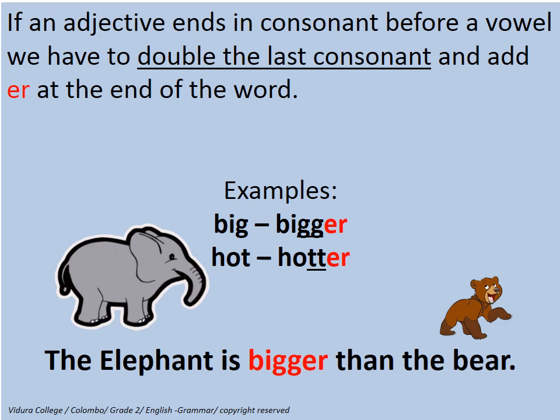If an adjective ends in a consonant before a vowel, we have to double the last consonant and add er at the end of the word. Now, look at those examples given below. Big. I is a vowel. G is a consonant. So, we double the consonant and add er at the end of the word. Big, bigger. Hot, hotter. Now let's make a sentence using a comparative adjective. The elephant is bigger than the bear.